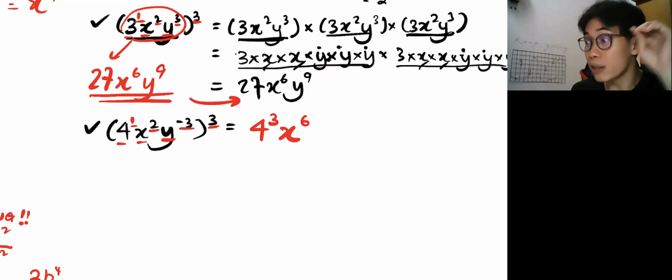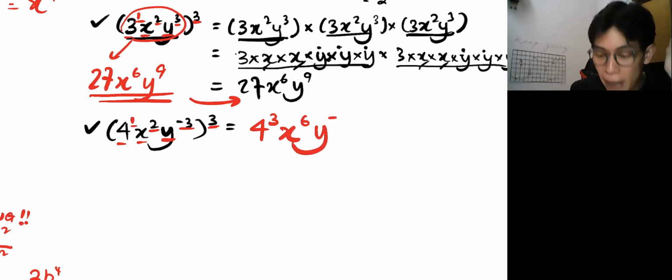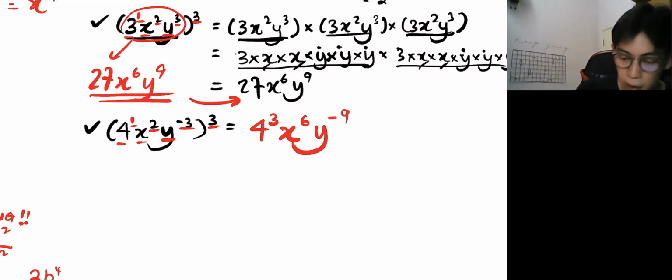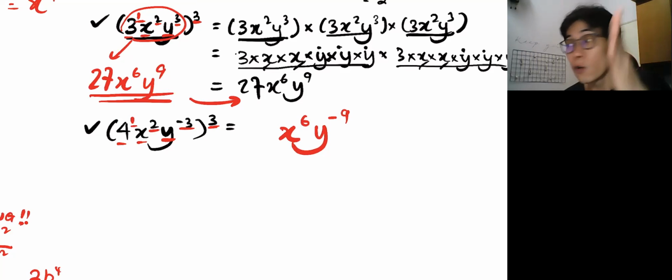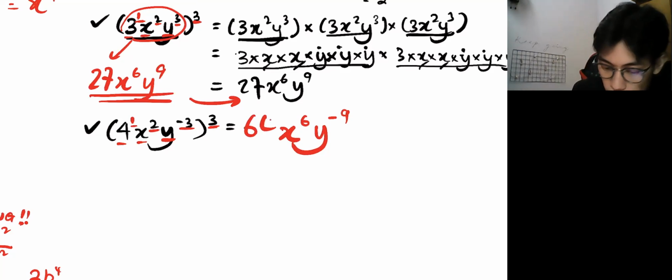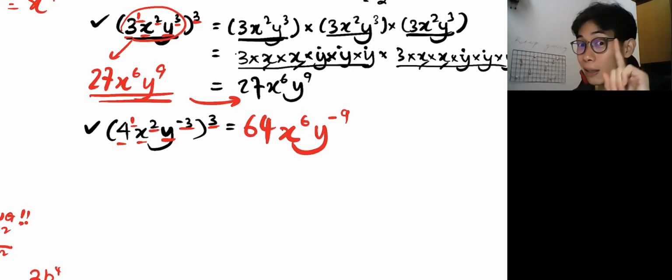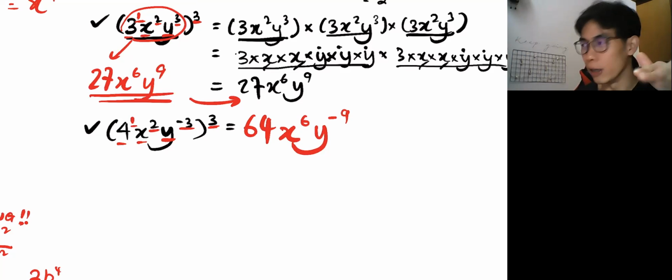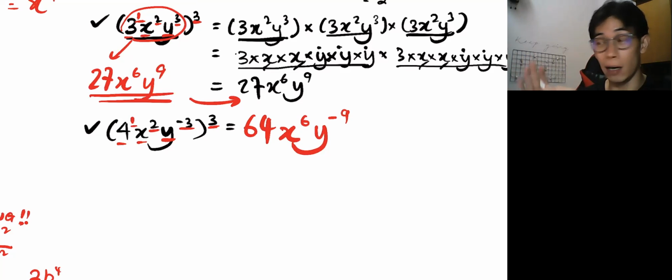Next, minus 3 and 3 you times. So y minus 9. But I said you cannot leave 4 cube like this, so you're going to erase the 4 cube. 4 cube indicates 4 times 4 times 4. 4 times 4, 16. 16 times 4, 64. Everybody that got the correct answer, you get this correct. But this is not the complete one.